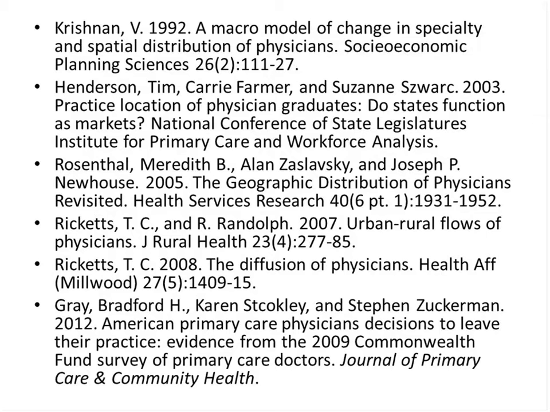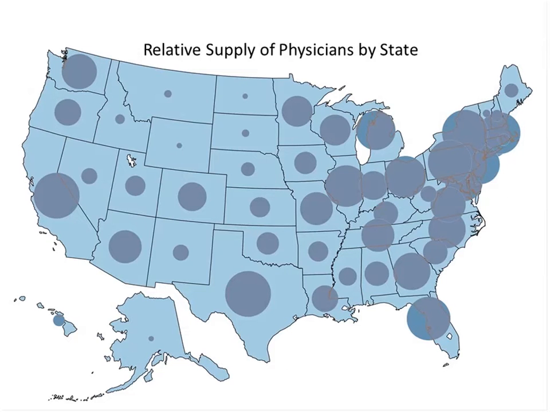Really an important group that worked on this was the folks at Harvard. Joe Newhouse did work on this early in his career, and it was revisited by Meredith Rosenthal and Alan Zaslawski in a study they called Diffusion or Distribution of Physicians Revisited. Again, here are some citations to earlier work that we had done, but I want people to understand that this is not a new field. There's a lot of work that one has to review before jumping into this, and I want to give full credit to these folks who dealt with this.